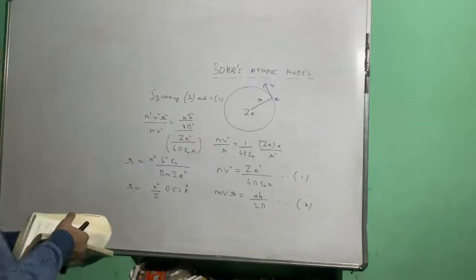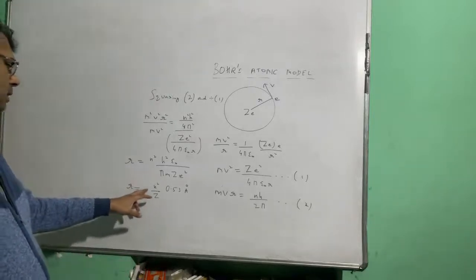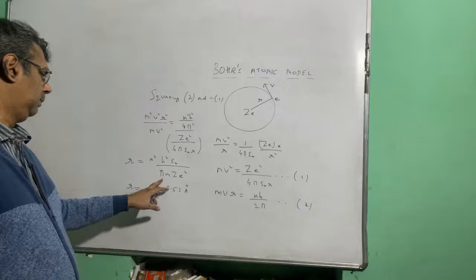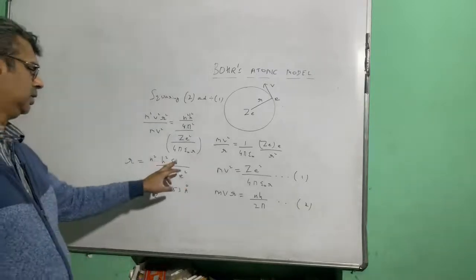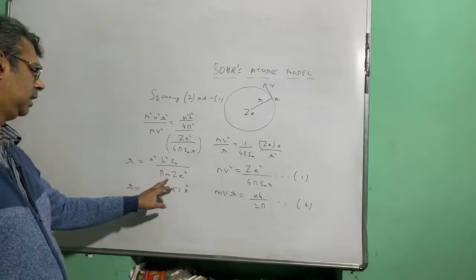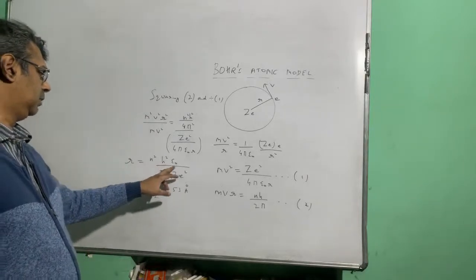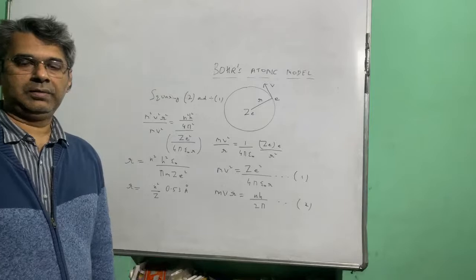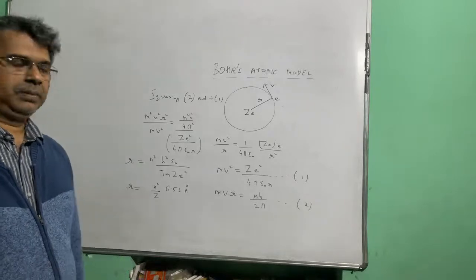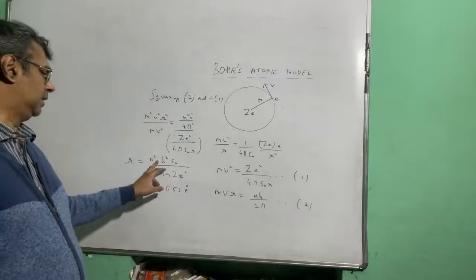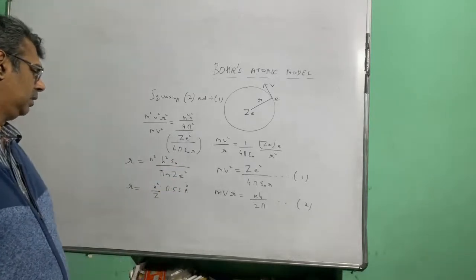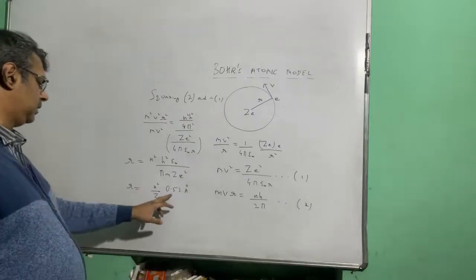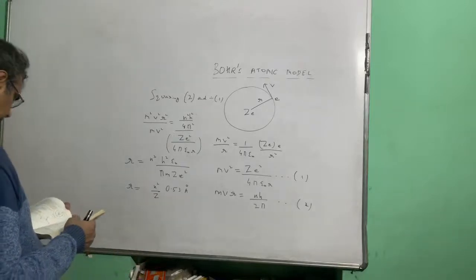According to this derivation, r is n square by Z into h square epsilon naught by pi m e square. H is Planck's constant, epsilon naught is the permittivity of vacuum, m is the mass of the electron, and e is the charge of the electron. This entire thing calculates to 0.53 angstrom, where an angstrom is 10 to the power minus 10 meter. So r will be n square by Z into 0.53 angstrom.